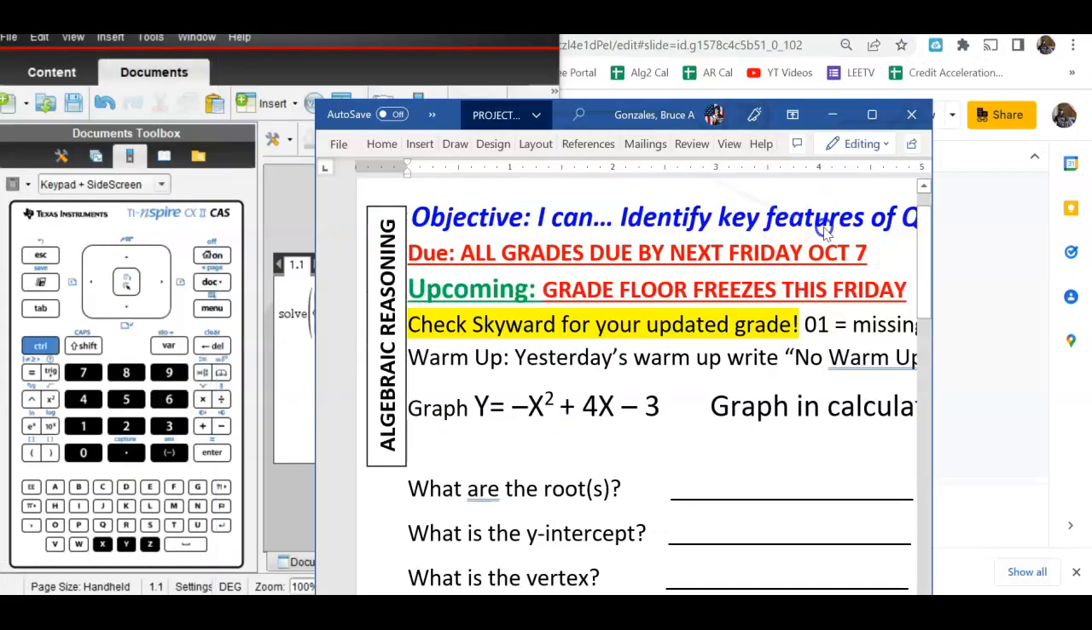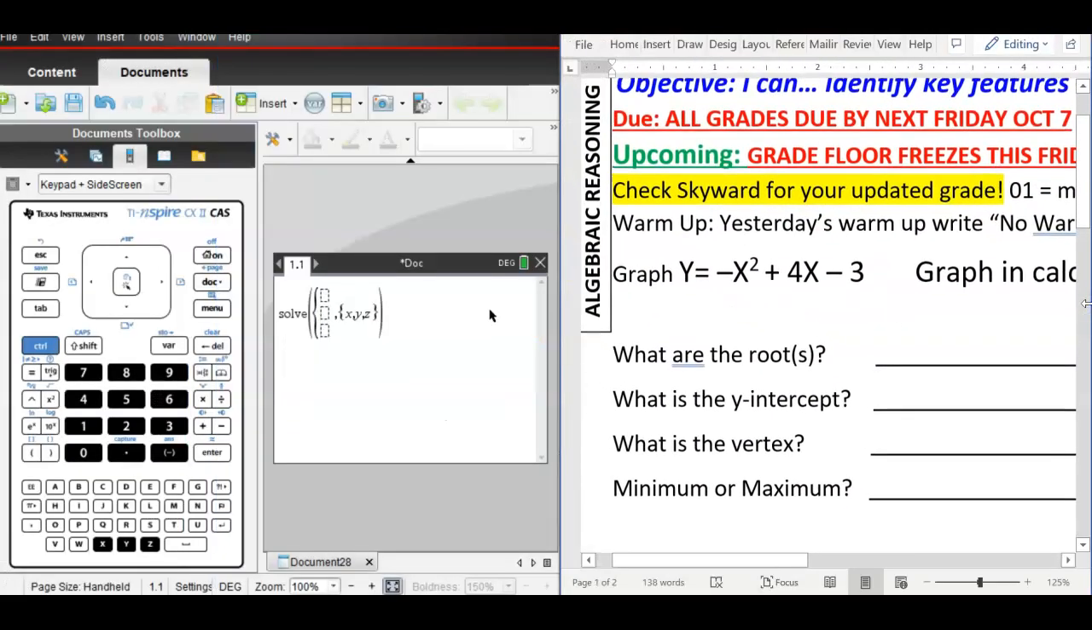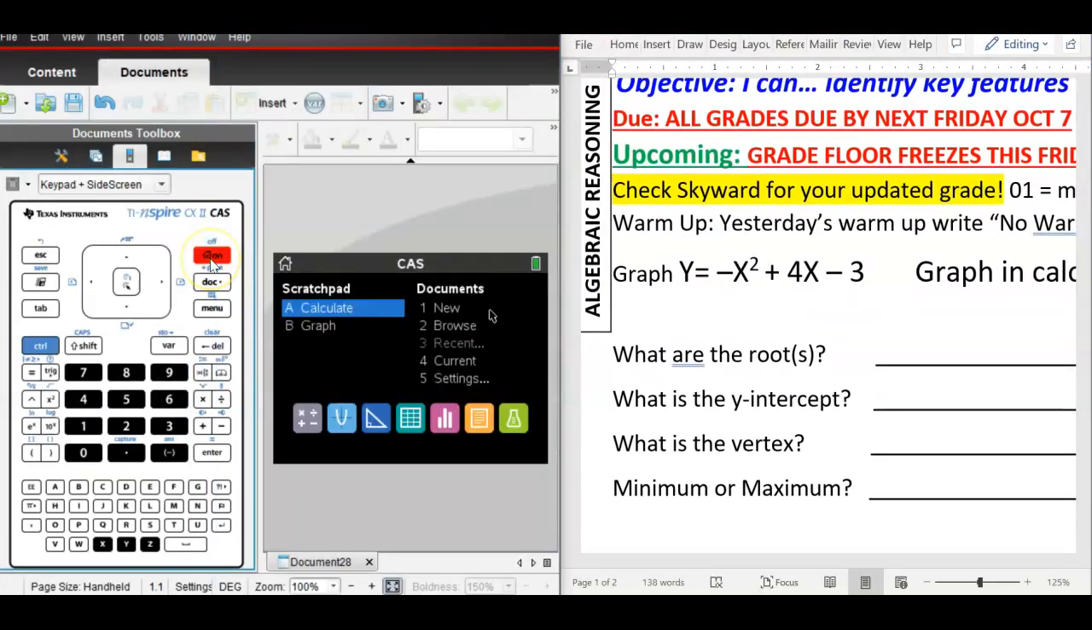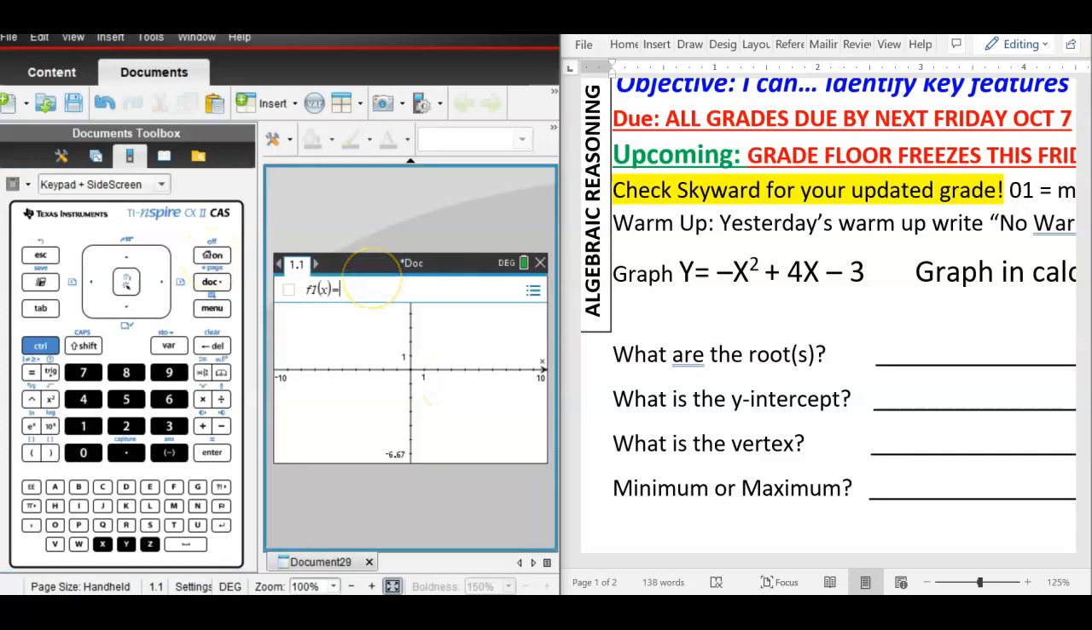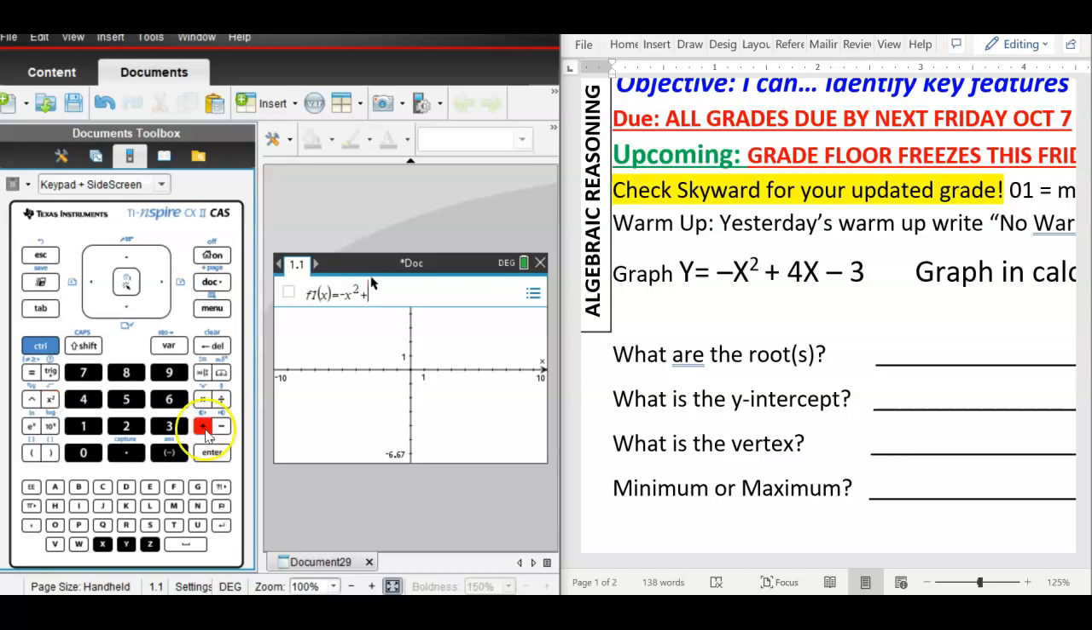Okay, so you should be able to graph this. You go to a new document, don't save. Number 2, is everyone able to graph in the yellow calculator? That's my question, first of all. So are you able to put negative x squared plus 4x minus 3, hit enter? You should be able to see where most of these points are.